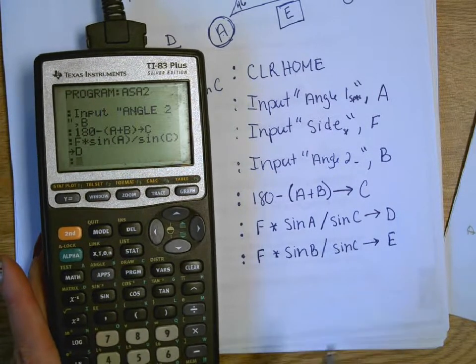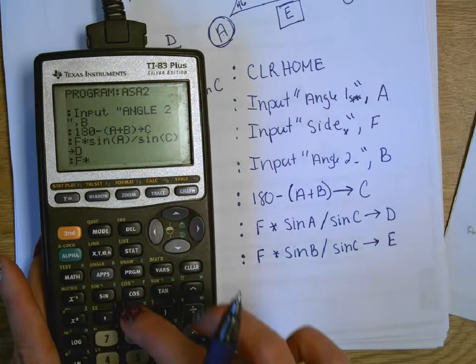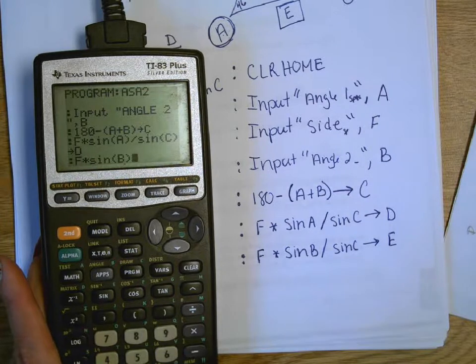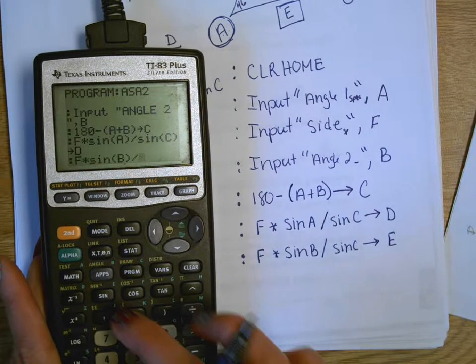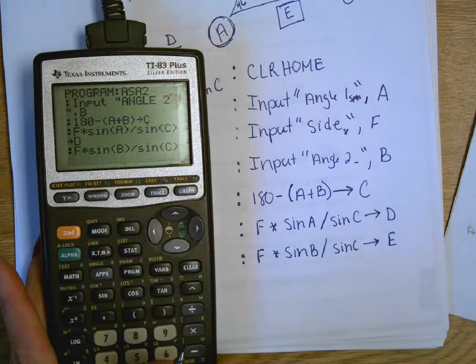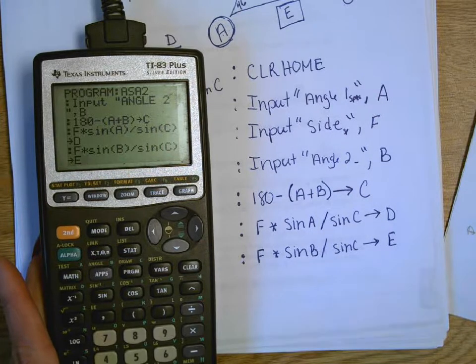So here we go. F times... Just remember to close your parenthesis. Store alpha E. Enter.